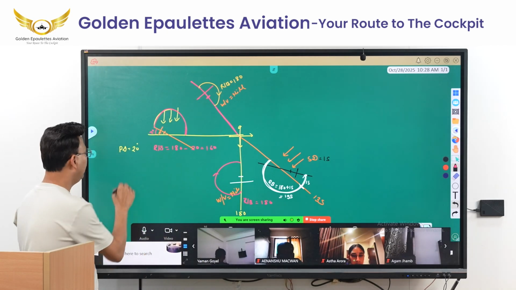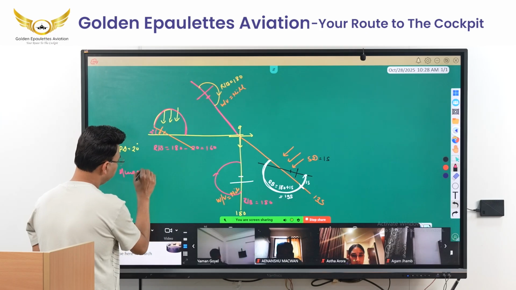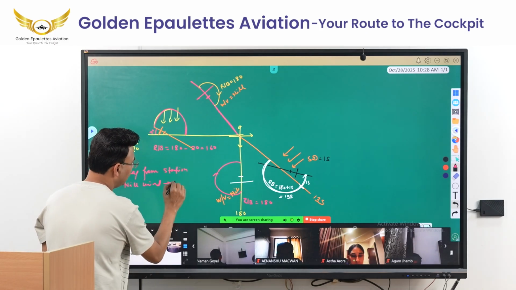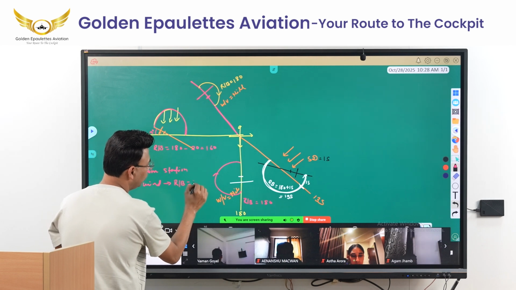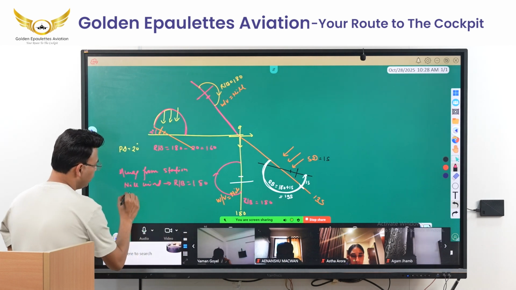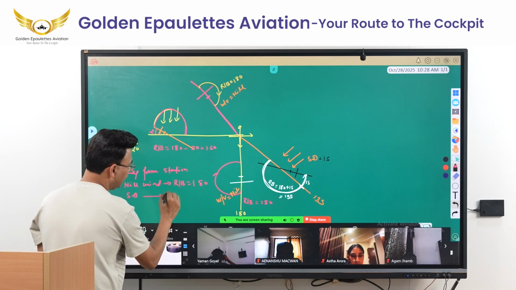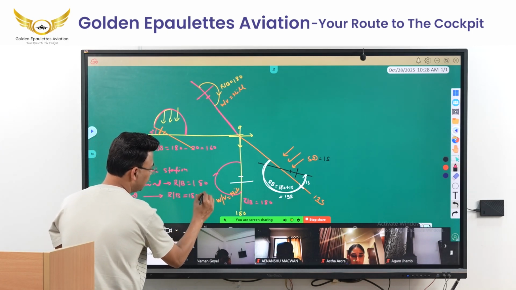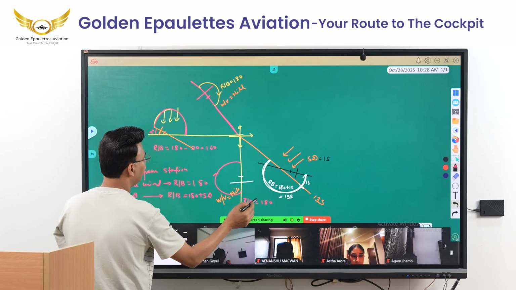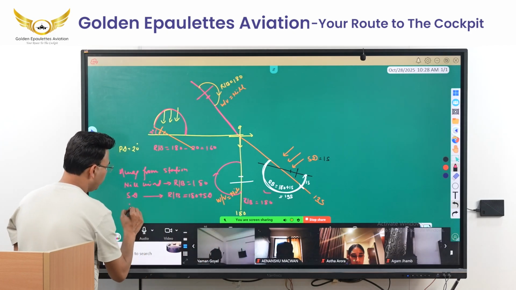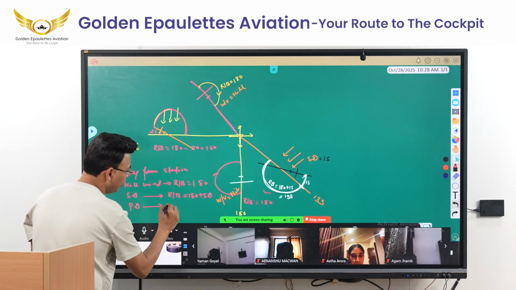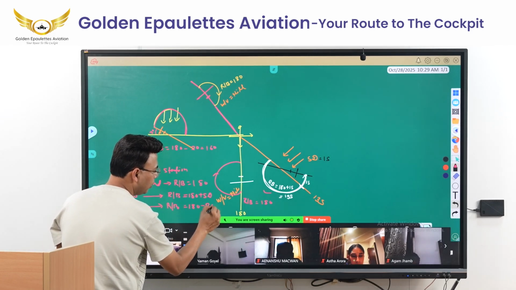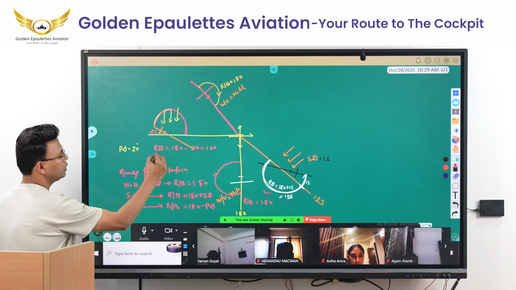What does it give us? Whenever you are going away from the station, nil wind, relative bearing will be equal to 180. Starboard drift, relative bearing will be equal to 180 plus starboard drift, which is this case. Port drift, relative bearing would be equal to 180 minus port drift, which is this case.